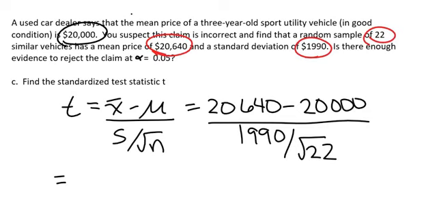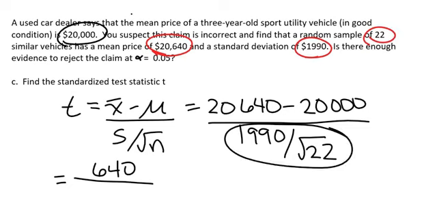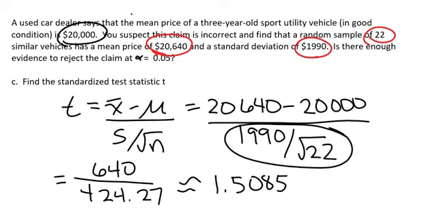In the numerator, I find 640. And the denominator, that expression right there, simplifies down to 424.27. And this is going to be approximately equal to 1.5085. And if we round it to the nearest hundredth, we would have 1.51.